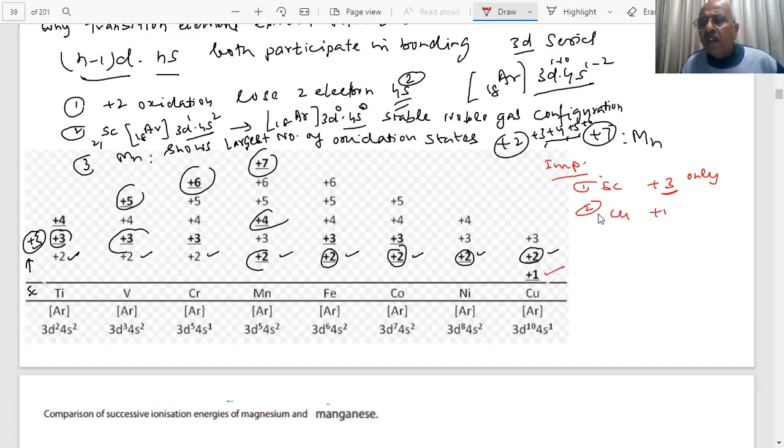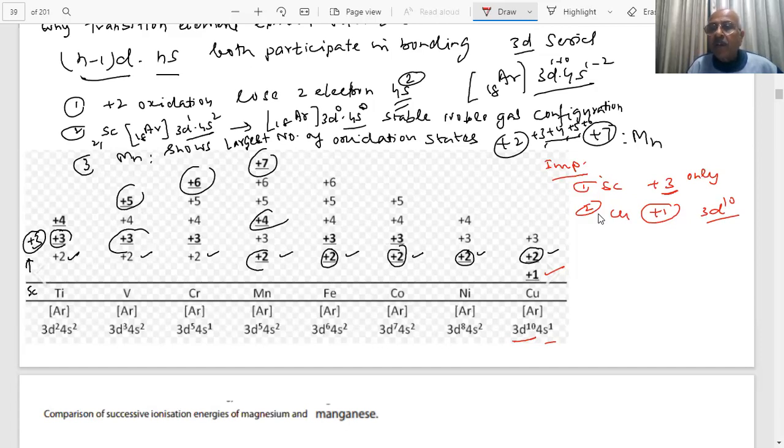Why? It is related to the electron configuration of copper. What is the electron configuration of copper? 3d10 4s1. It can lose 1 electron from the s orbital, then it becomes 3d10, which is completely filled and stable. So copper shows +1 oxidation state, and copper shows +2 oxidation state also.